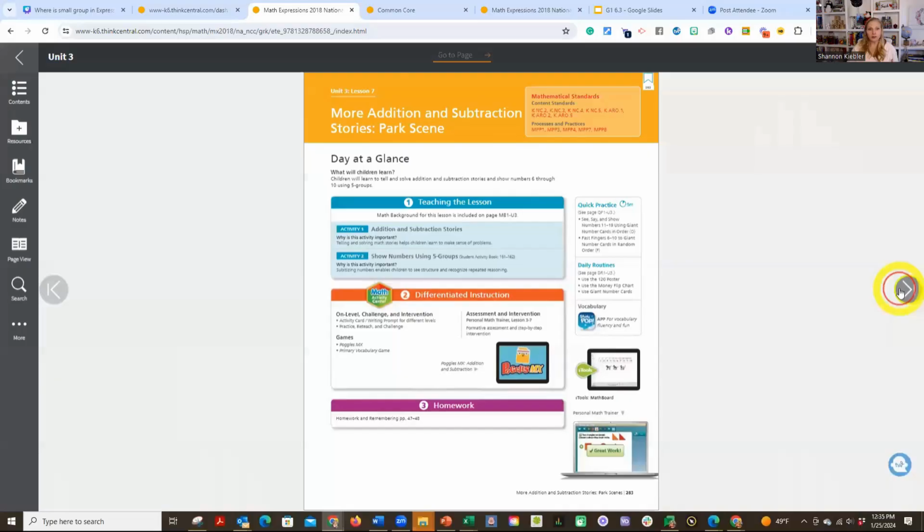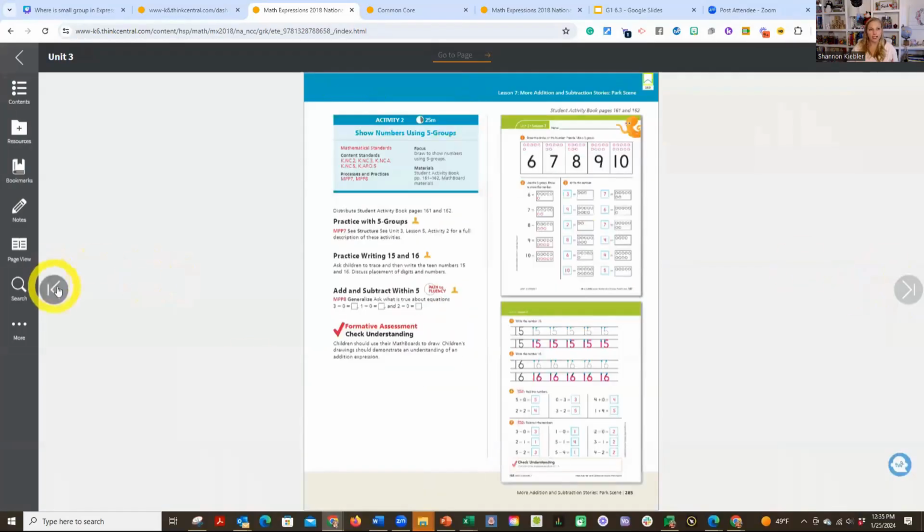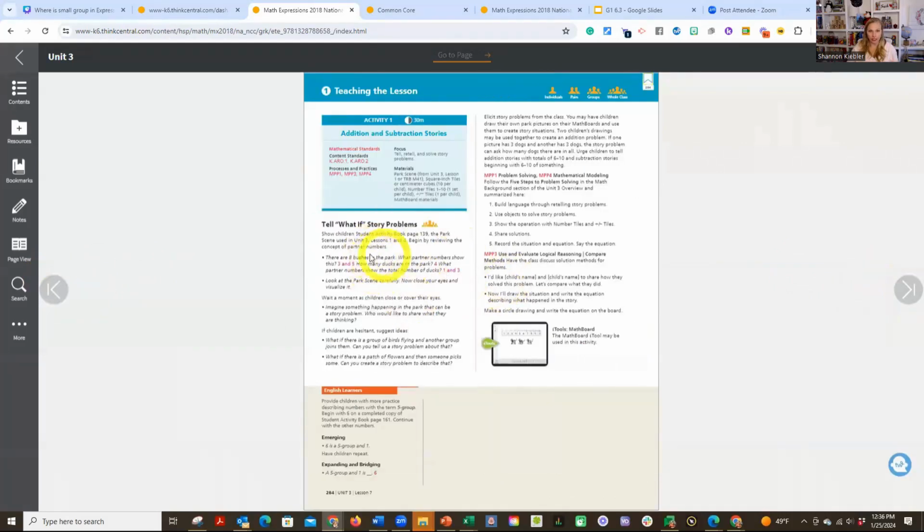And if I go here to that particular activity, I'm going to show you, look at this park scene. Okay. So it's telling what if stories. It's telling you to use the park scene. It's not showing you a picture of it, but it's telling you in here to grab the park scene. Okay. And use that picture that happened several days ago. So it's telling you what to do.